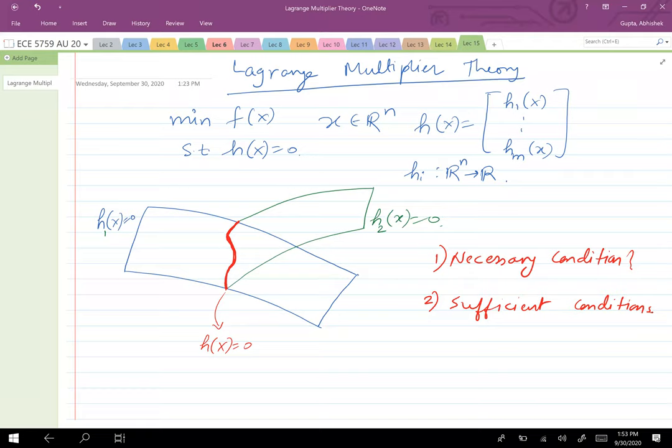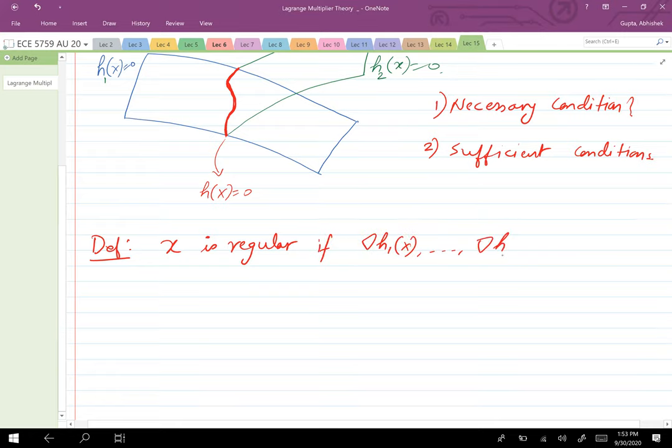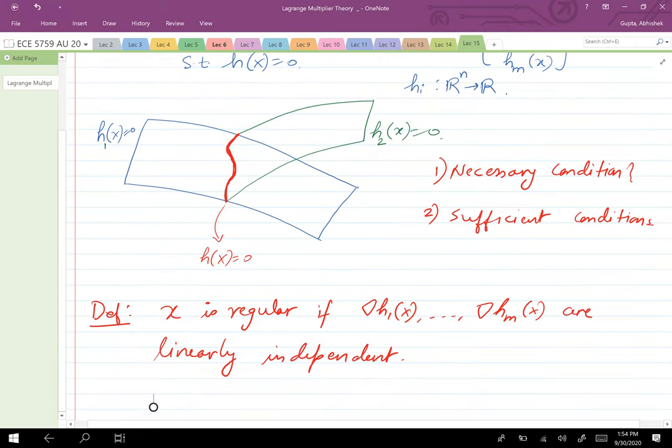All right, so before we talk about necessary conditions, I need to define a specific term. So let me define it right here. We say that x is regular if the gradient of h1(x), ..., gradient of hm(x) are linearly independent. Okay. So these are all the constraints, and we want the derivatives evaluated at that point x to be linearly independent of each other.